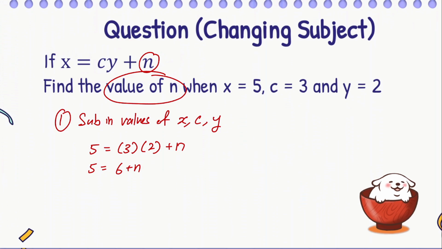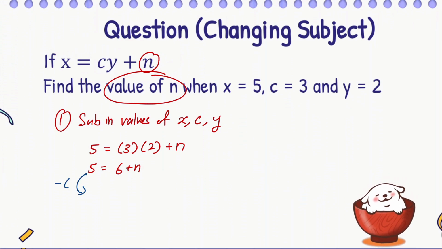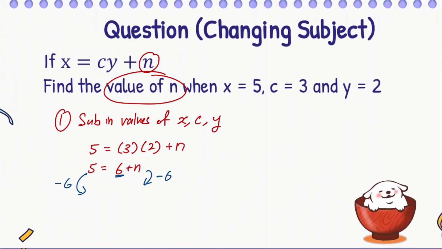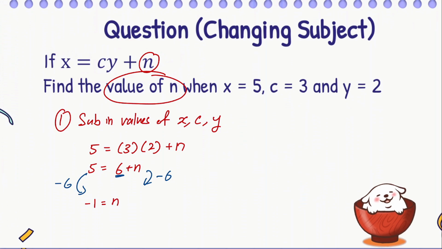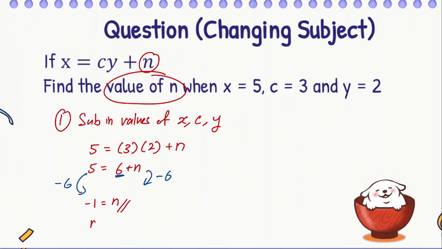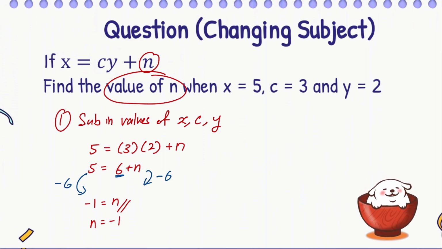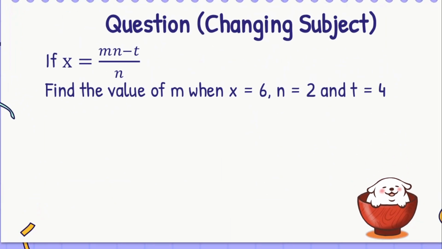Now do you realize it's much easier to solve, right? We can simply minus 6 on both sides to get rid of our 6 over here, and we get the equation -1 equals to n, and that is our value of n. Is that clear? Of course, if you want to always have the convention of making the variable on the left side, the answer is just n equals to -1. Either one works, okay? Okay, let's move on to the next question.